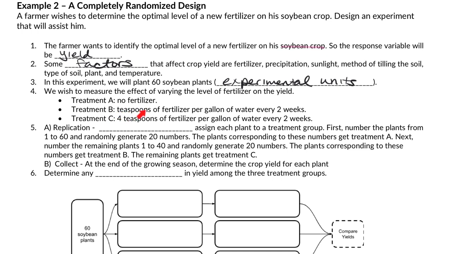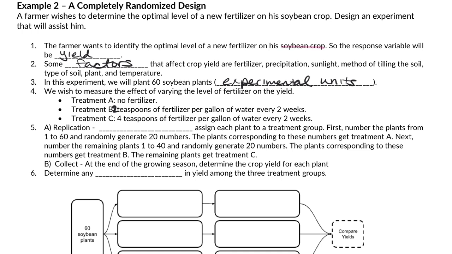Treatment B will be, I accidentally deleted the number. It will be 2 teaspoons. So sorry, 2 teaspoons of fertilizer per gallon of water every 2 weeks. And treatment C will be 4 teaspoons of fertilizer per gallon of water every 2 weeks. It is very specific in how much and in what way we are doing these treatments.